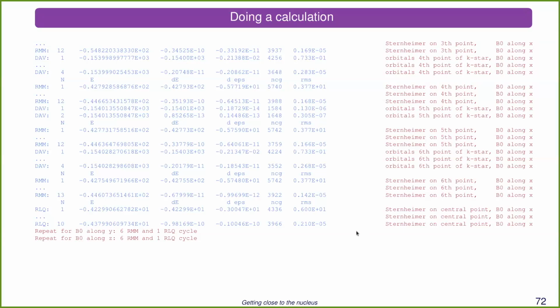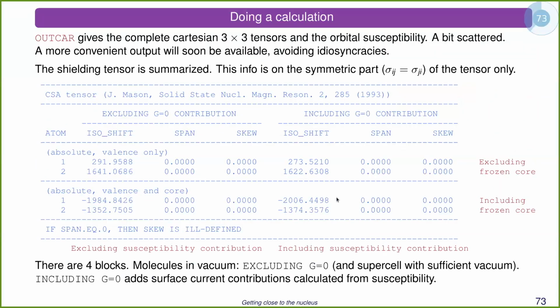That's the OSSI card. Then the out card. And the out card gives the complete tensors, 3 by 3 tensors, and the orbital susceptibility, but the data is all a little bit scattered. And so we will make this better. There will be a new output soon, and we will glance at this in a moment, but first discuss the current old-fashioned output, where the important stuff is being summarized. So we only focus on the summary part now.